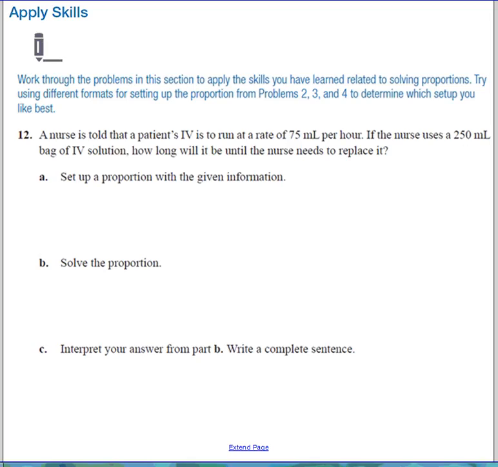A nurse is told that a patient's IV is to run at a rate of 75 milliliters per hour. So when I'm doing these problems for myself, I usually just like, oh, okay, there's my rate, so I'm going to go ahead and write it down before I even finish reading my problem. So we have 75 milliliters per 1 hour of time. So that's our unit rate because the denominator is 1.